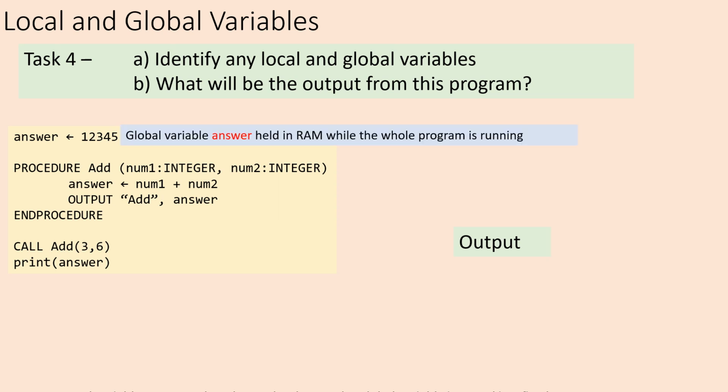That's a global variable, and global variables are held in RAM while the whole program is running. So while the entire program runs, these global variables exist and can be accessed by any part of our code. We've got a local variable called answer here. Now, these are still held in RAM, but they're held in a separate part of RAM, and they only exist while the subprogram, or in this case a procedure, which is one of the types of subprogram, as you know from the last video, is running. They're held in a part of RAM called the stack.